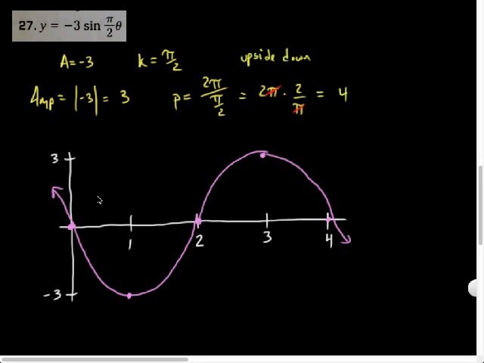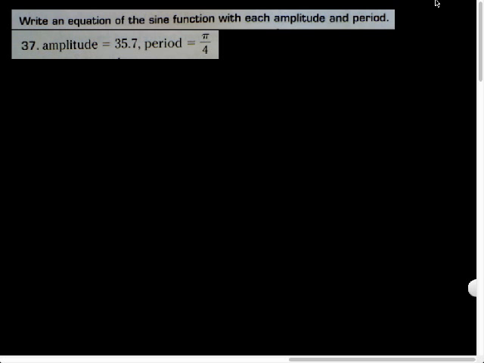So not too bad, and these are just different sorts of stretches and smooshes and flips on the regular sine and cosine function. So not terrible. And then these problems are interesting where they give us an amplitude and the period and they want us to write the equation and they specify what kind it is. So for problem 37, they said that the amplitude is 35.7. So if the amplitude is that, then that means the value of A could have either been positive or negative 35.7, since the amplitude would equal the absolute value of A, right? So A could have been either of those things.